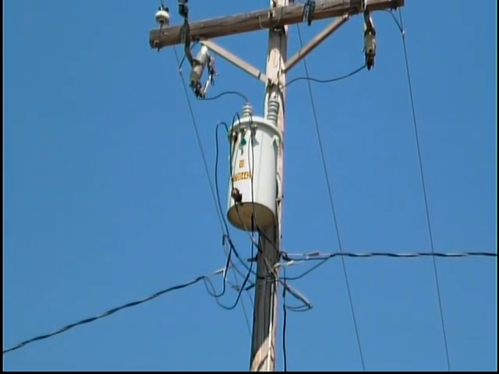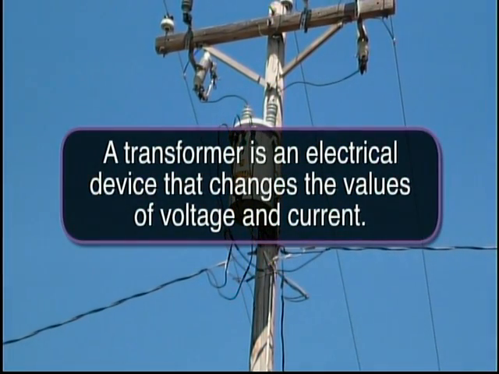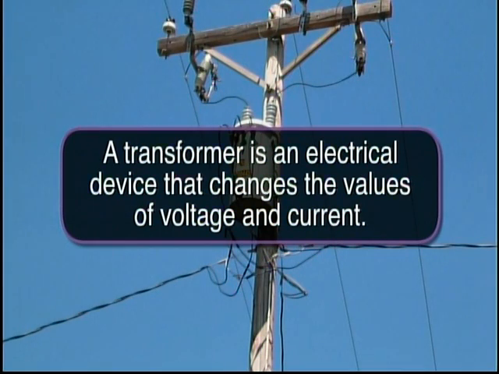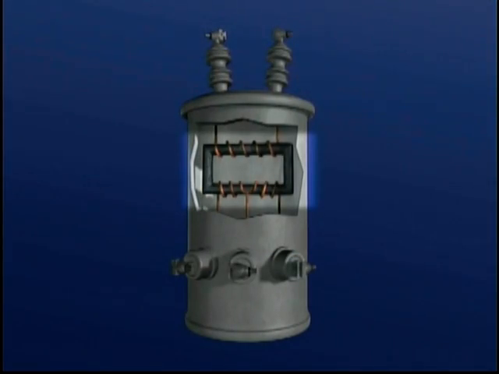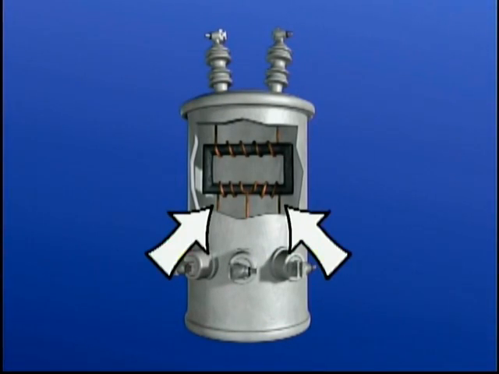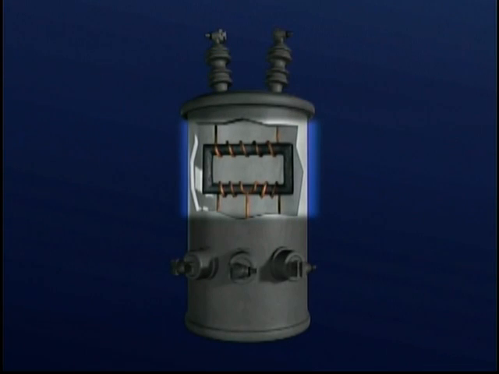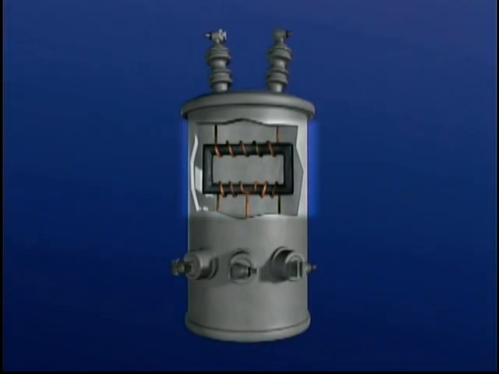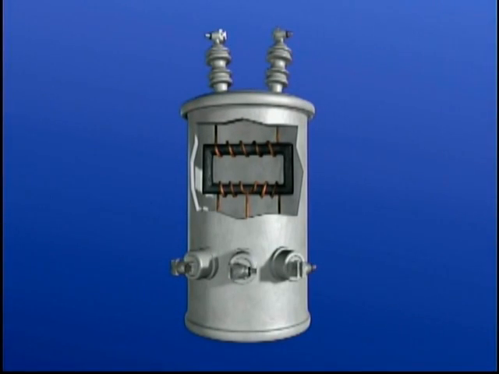A transformer is an electrical device that changes the values of voltage and current. Inside a typical transformer are two windings, a primary winding and the secondary winding. Both windings are wrapped around a common metal core, and there are no physical connections between the windings.